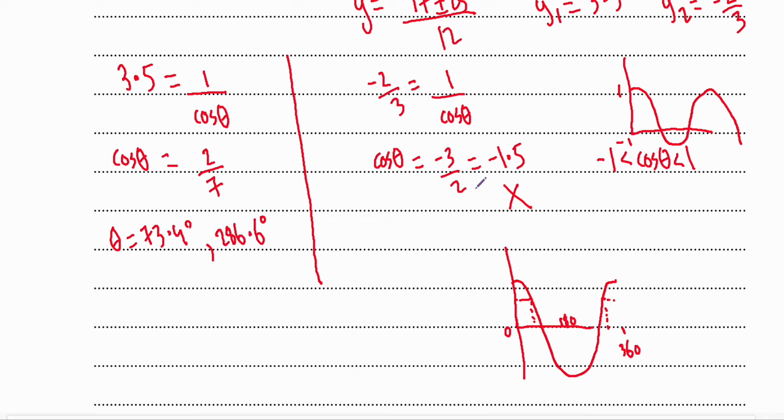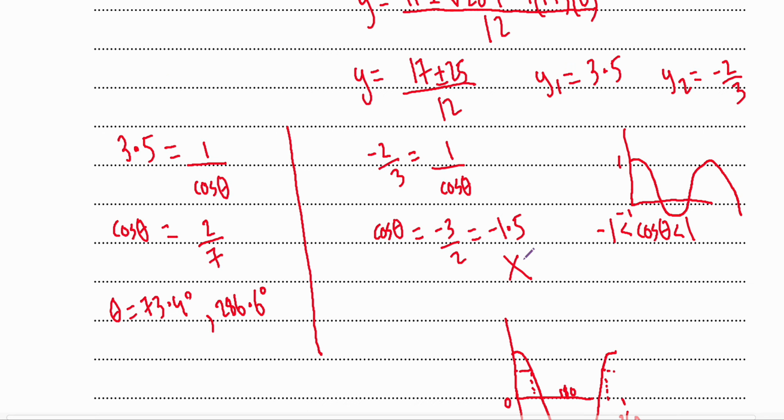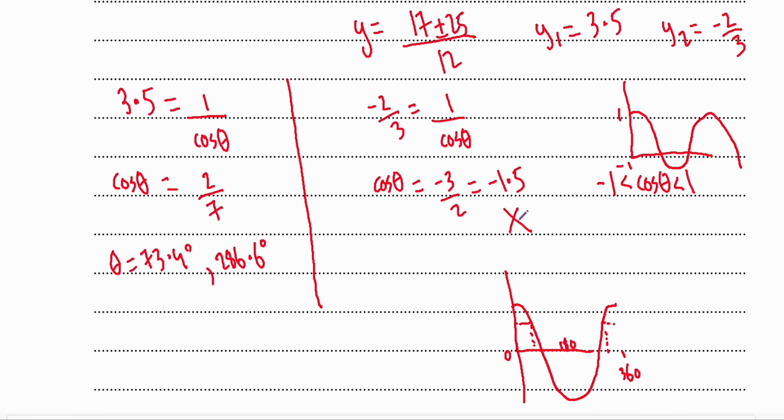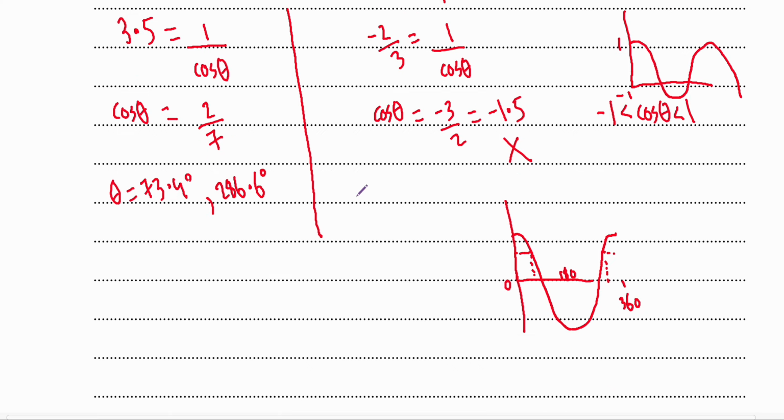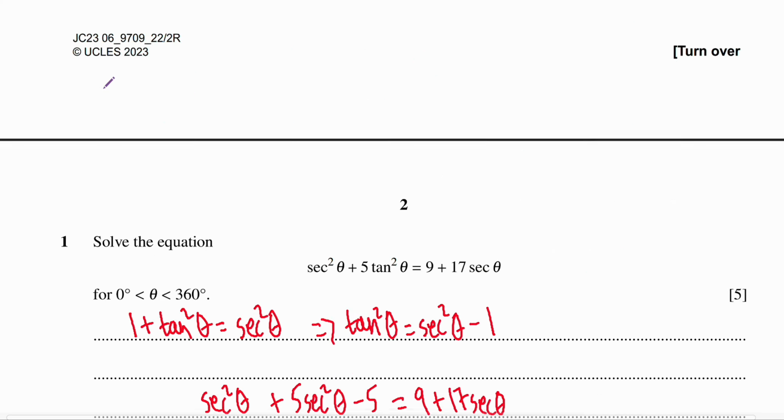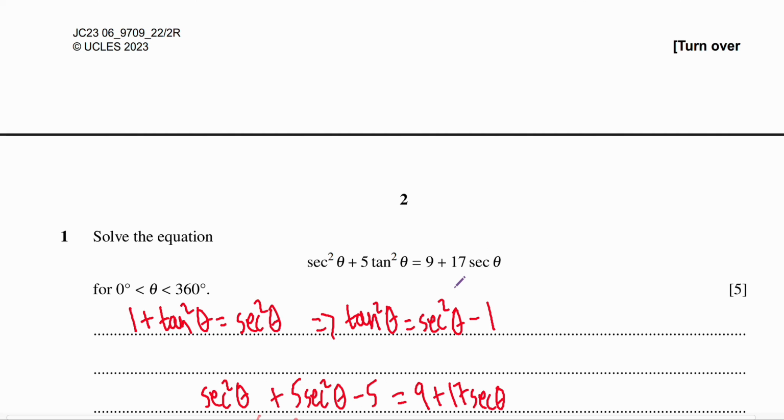We can't do anything on this side right here because I told you cosine doesn't go to negative 1.5. So you can't do anything with this, so we just leave it. And those are our two answers. We only get two answers for theta. And you can put it back into this equation right here, and you will see that it works out.